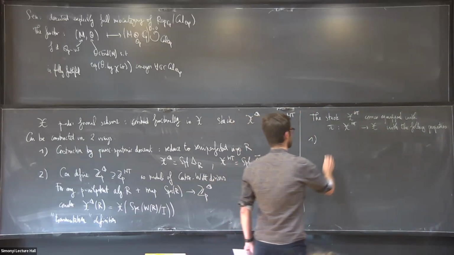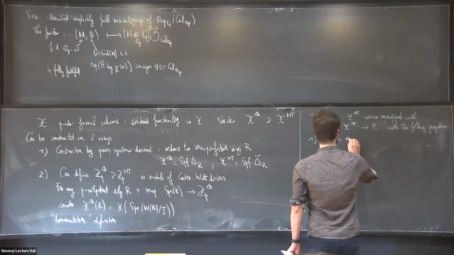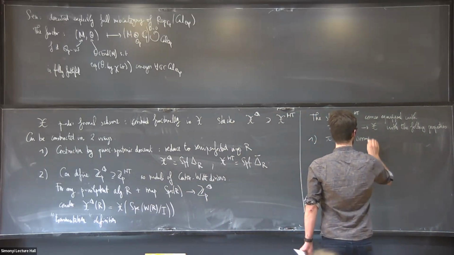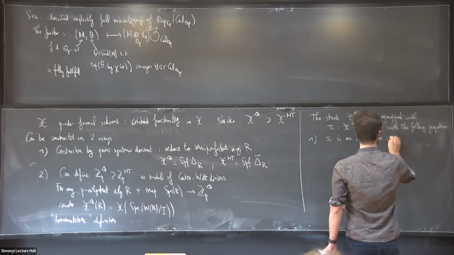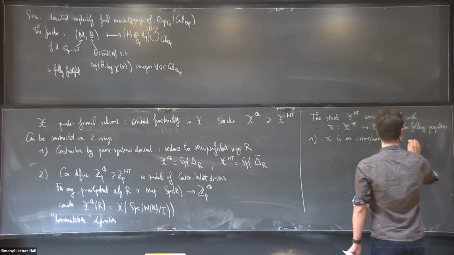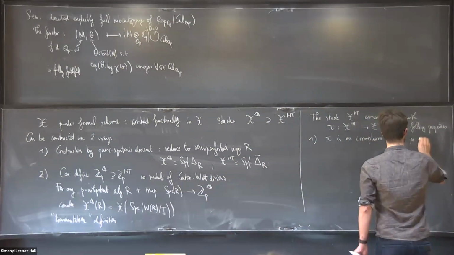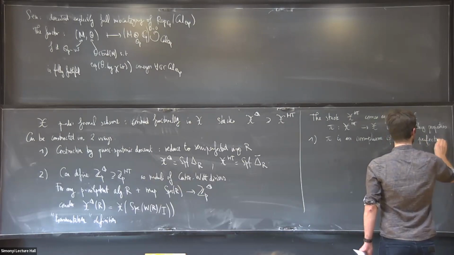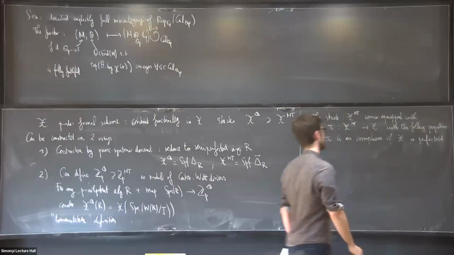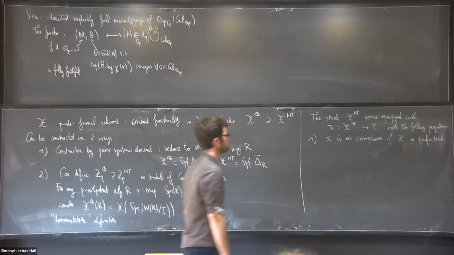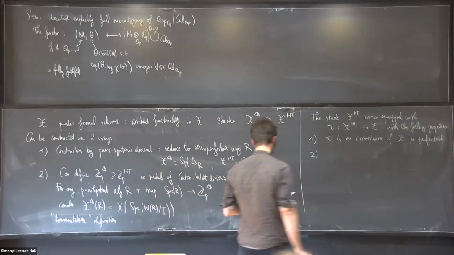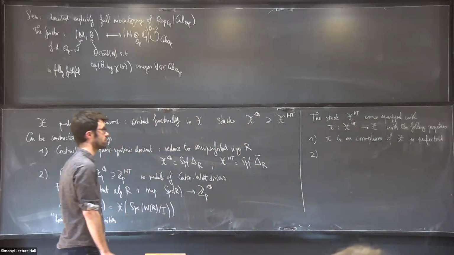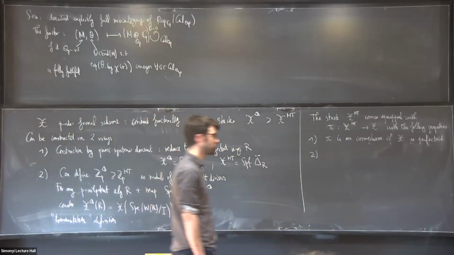So first of all, pi is an isomorphism if X is integral perfectoid. And the second property is that you can understand it rather explicitly in the smooth case.